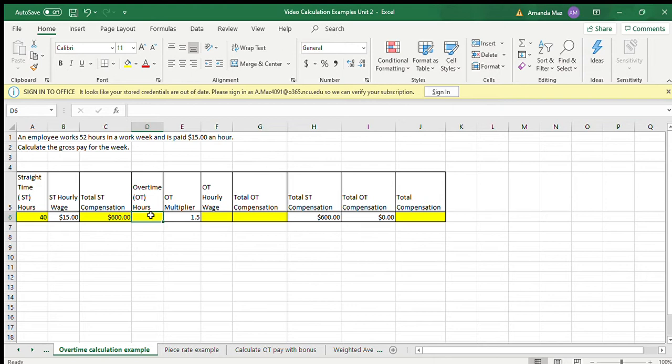So now let's calculate his overtime hours. Overtime hours are any hours worked over 40 in a work week, and this employee worked 52 hours, so 52 minus 40 equals 12. So he has 12 hours of overtime.